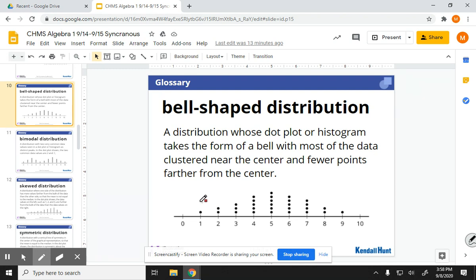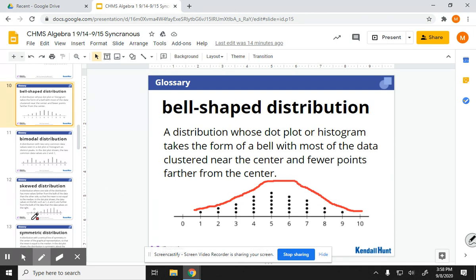So it starts off low with not a lot over here, and then slowly you get more and more dots in the center, and then it goes back down low again. So all your dots right here are all centered and clustered in the center right here. So it kind of goes down, up, down, and that's why it's called a bell-shaped distribution, because it's shaped like a bell.